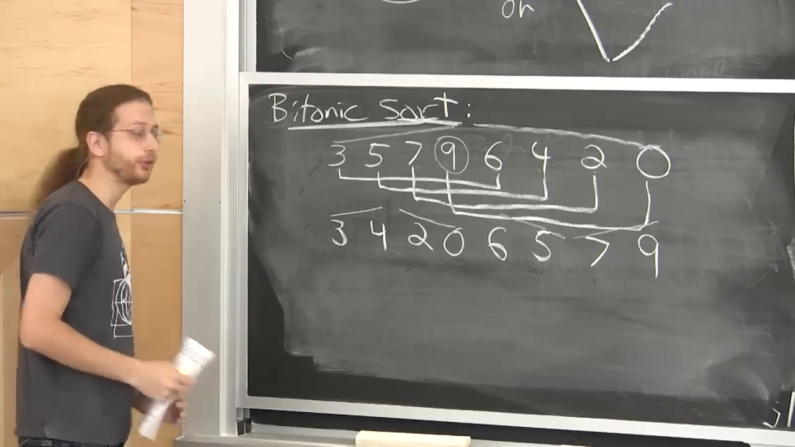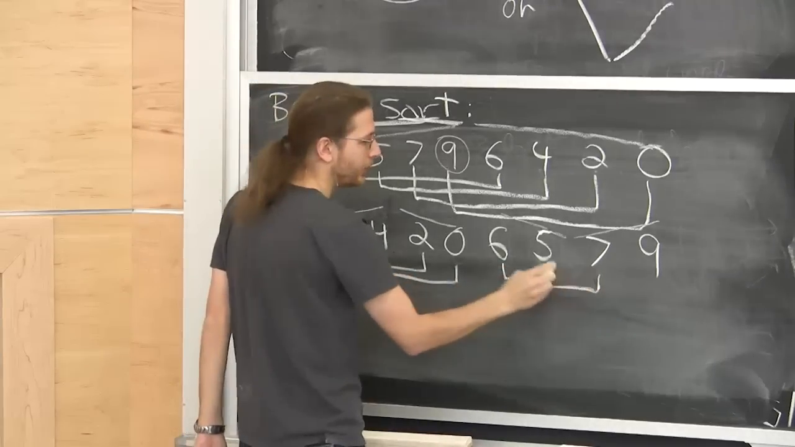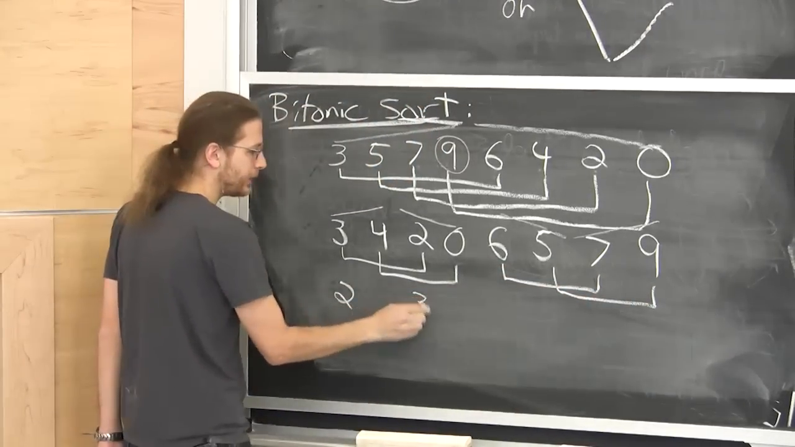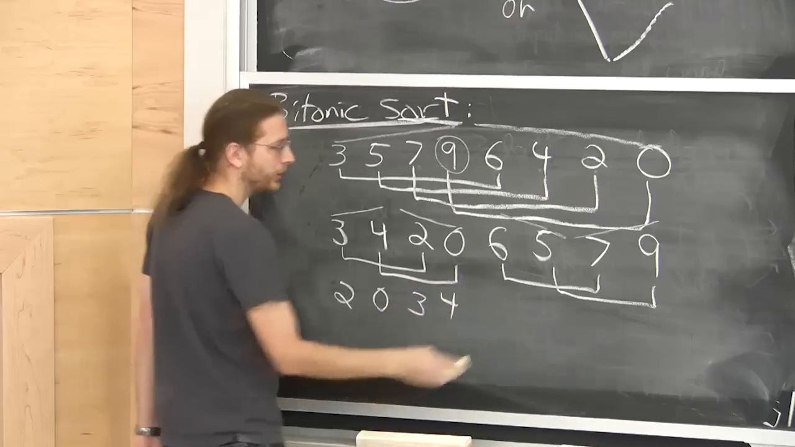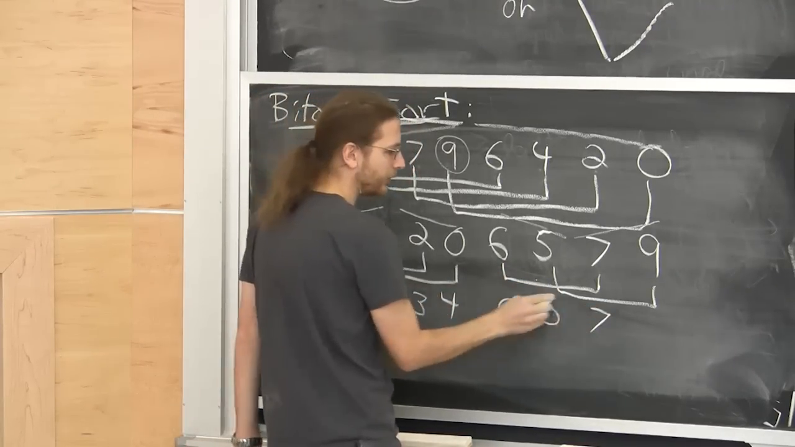Now we recurse on the two sides. So I compare 3 with 2, 4 with 0. I compare 6 with 7, and 5 with 9. So what do I get? 2 is less than 3. 0 is less than 4. Then I compare 6 with 7. So 6 is less than 7. 5 is less than 9.